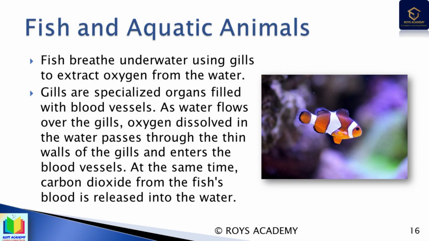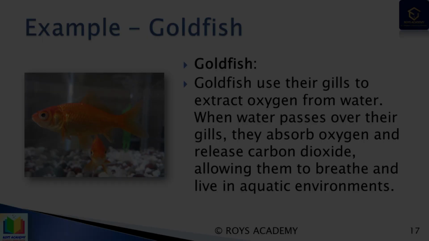Fish and aquatic animals. Fish breathe underwater using gills to extract oxygen from the water. Gills are specialized organs filled with blood vessels. As water flows over the gills, oxygen dissolved in the water passes through the thin walls of the gills and enters the blood vessels. At the same time, carbon dioxide from the fish's blood is released into the water.